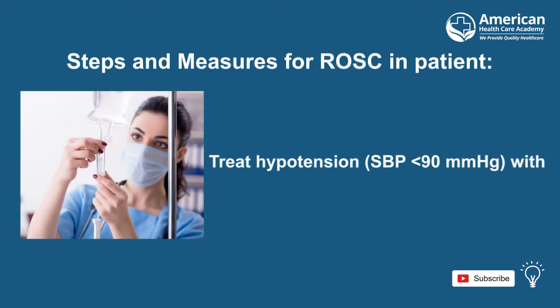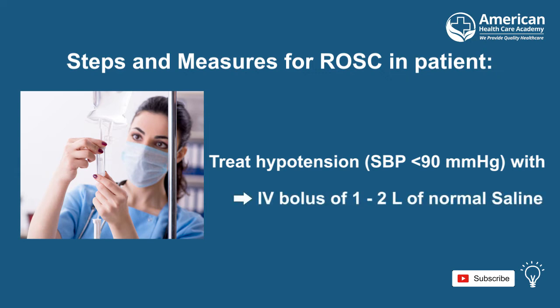If the patient's blood pressure is very low, with a systolic blood pressure, or SBP, less than 90 millimeters of mercury, then you treat hypotension by doing the following. Administer an IV bolus of 1 to 2 liters of normal saline.